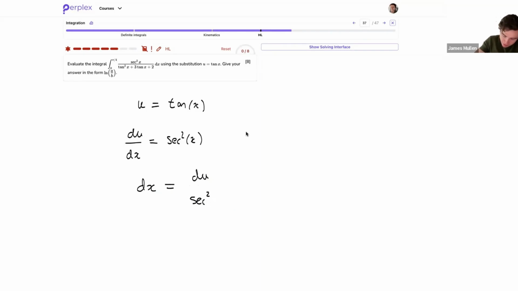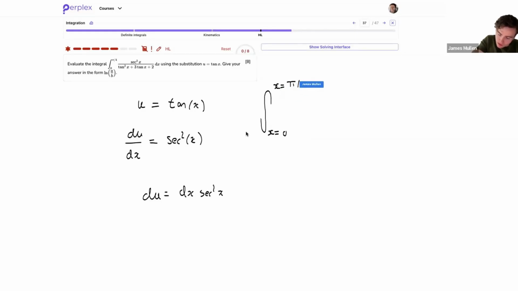Or maybe it's actually easier to recognize that I can write du is equal to dx secant squared of x, because I have secant squared of x dx immediately in the integral. And so my integral is going to become the integral from x equals 0 up to x equals pi over 4 of secant squared dx, which is just going to be du, divided by, now with tan x equals u, u squared plus 3u plus 2, okay?